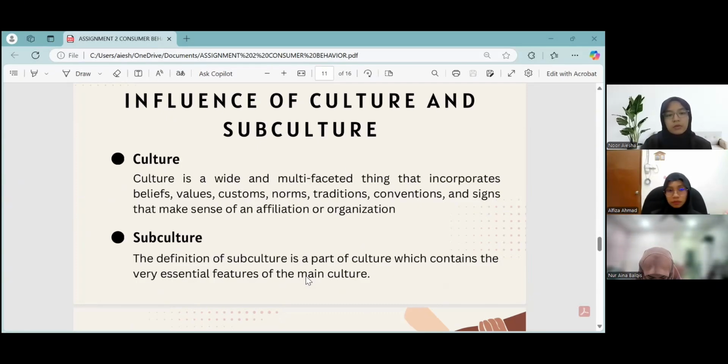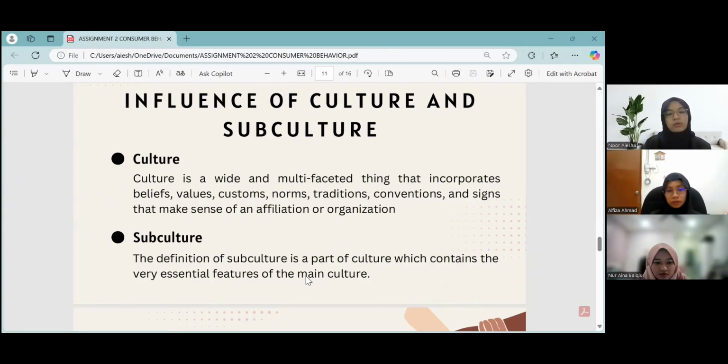So culture refers to a wide and multifaceted thing that incorporates beliefs, values, customs, norms, traditions, conventions, and signs that make sense of affiliation or organization. It is influenced not only by nationality but also by factors like religion, language, social class, and regional differences. Dynamic and evolving, culture is passed down through generations in socialization.